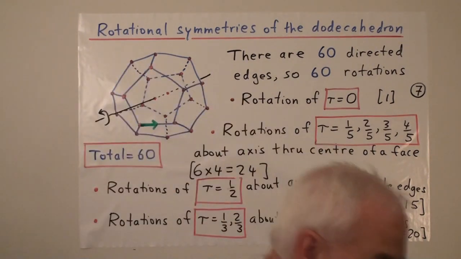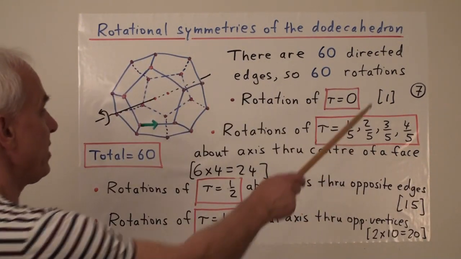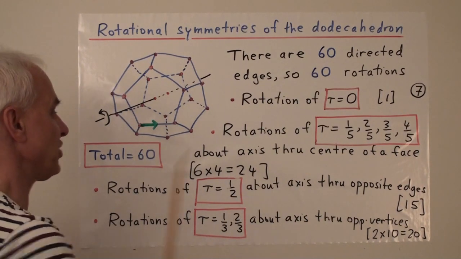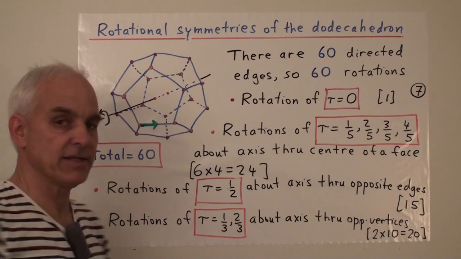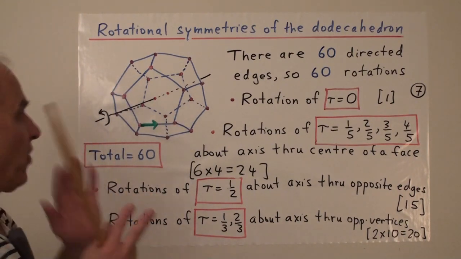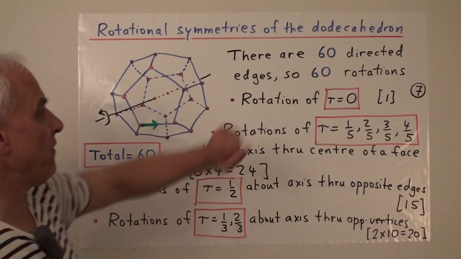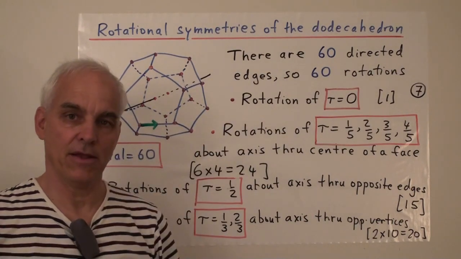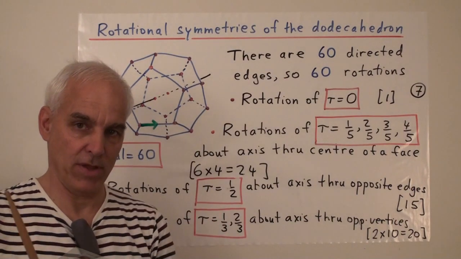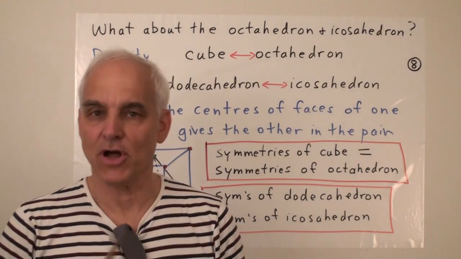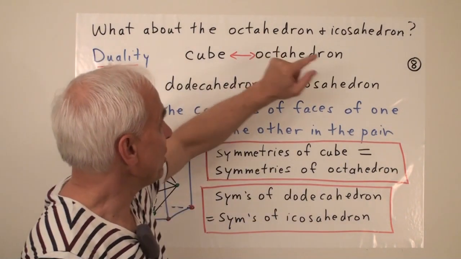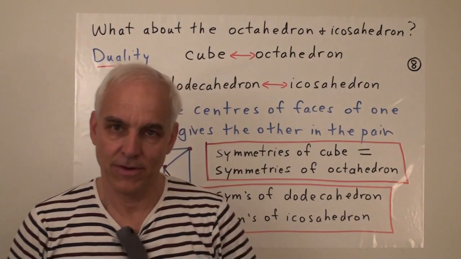So altogether, we count: we have 1 plus 24, that's 25, plus 15, that's 40, plus 20 is 60. We've accounted for all 60 of the rotations that we decided this solid has to begin with. So naturally we should ask, well, what about the other 2 Platonic solids? What about the octahedron and the icosahedron?